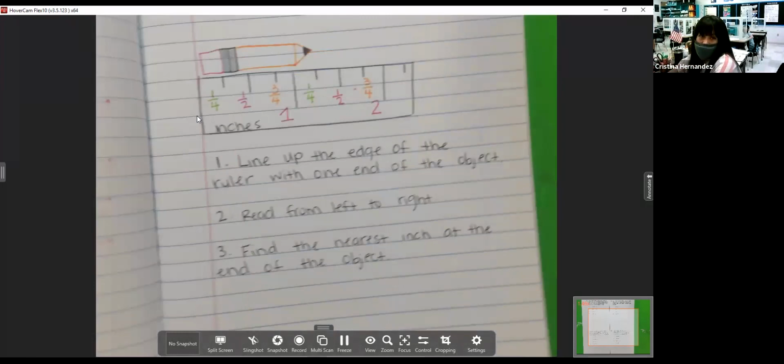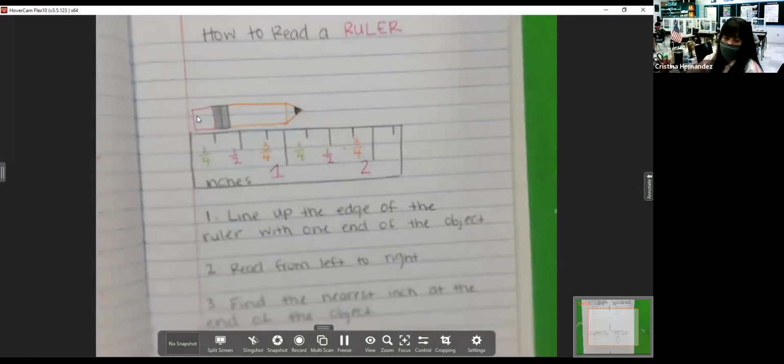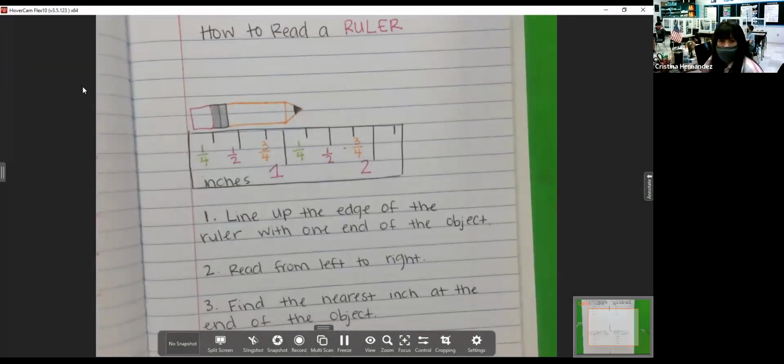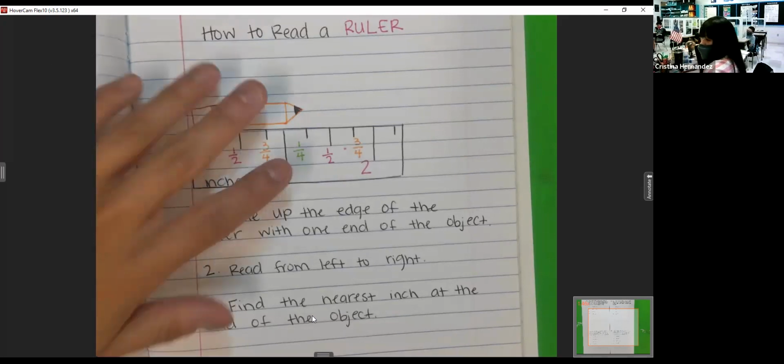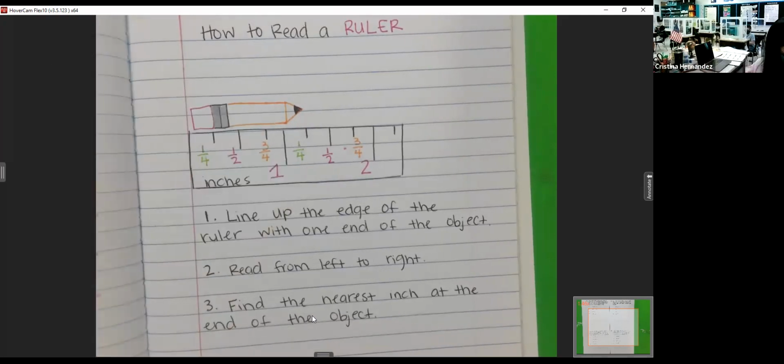Math journal, we're going to put something in it. How to read a ruler, just in case you forgot. You can begin copying this down. How to read a ruler. That is a pencil. I didn't color it orange. I should have. Maybe I will color it orange. Math journal and that paper. Math journal with your green chart if you have it. How to read a ruler.